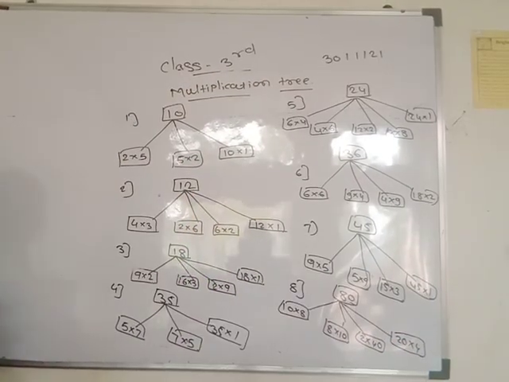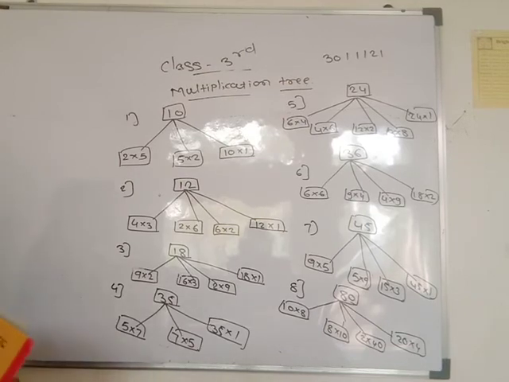So in homework you complete this multiplication tree. Numbers are given, and you write below the multiplication of these numbers and complete this. Then the next point is some multiplication facts. Tomorrow we will study that. Okay.